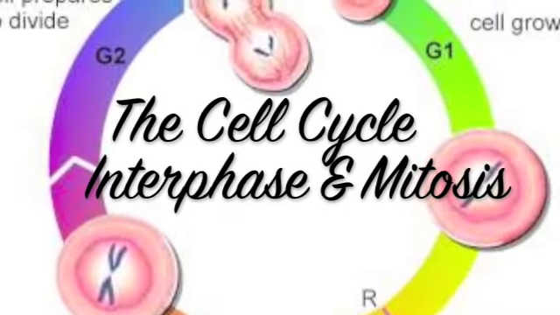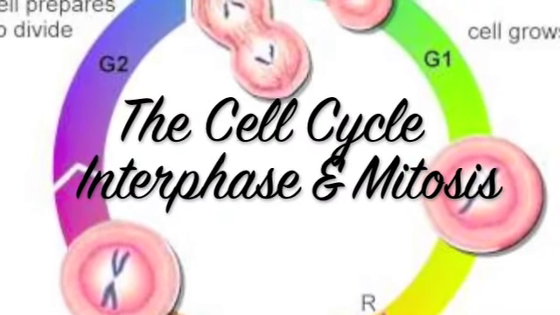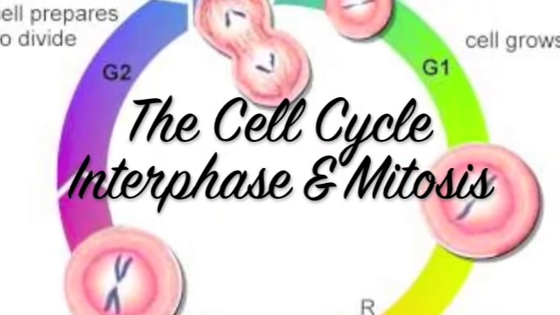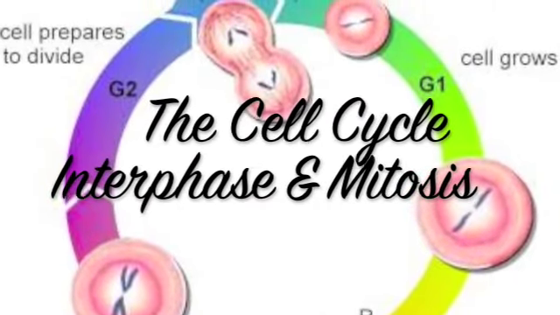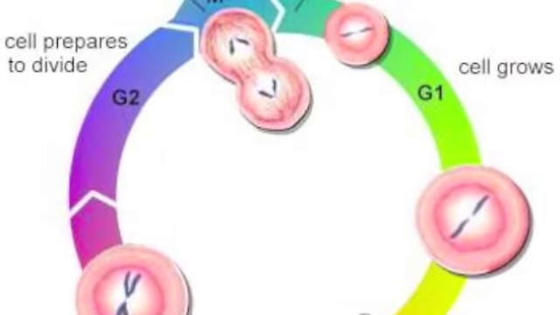The cell cycle is a process by which a cell divides. Such a process is necessary for reproduction, growth and development, and tissue renewal. The cell cycle can be broken down into two processes, interphase and mitosis.